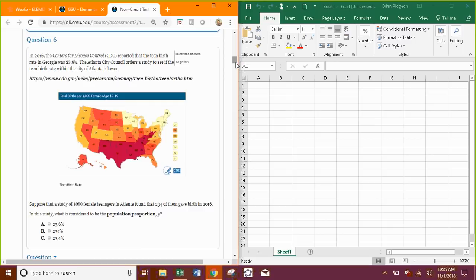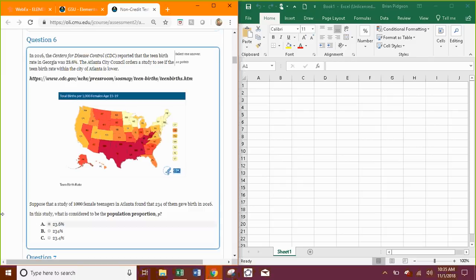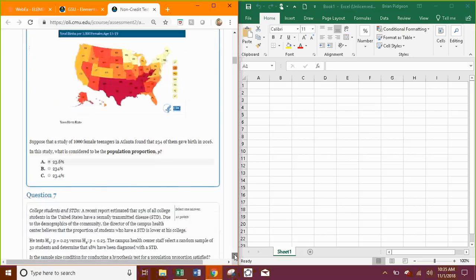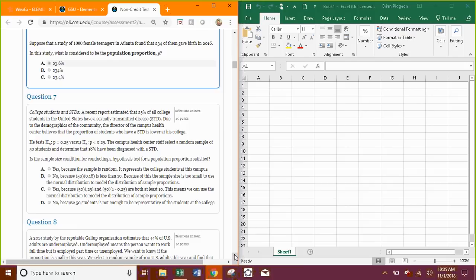All right. In 2016, the Centers for Disease Control reported that the teen birth rate in Georgia was 23.6%. The Atlanta City Council offers a study to see if the teen birth rate within the city is lower. So in this study, what is considered to be the population proportion? Well, it is assumed that the null hypothesis is our population proportion. So we're assuming that it's 23.6%, and we're looking for evidence that it's actually lower. So the sample proportion is not the population proportion.